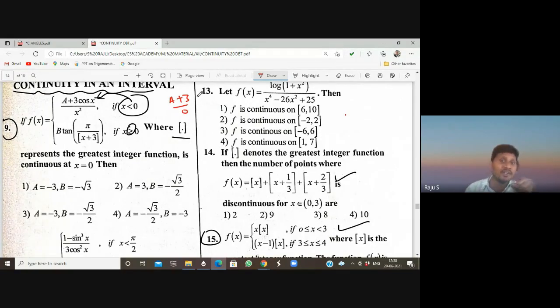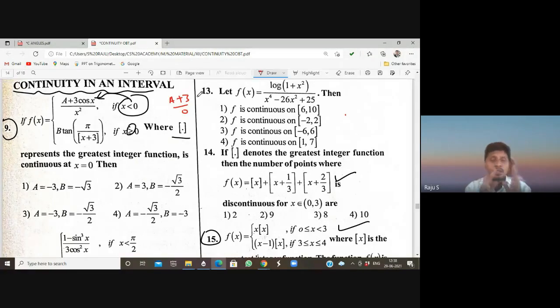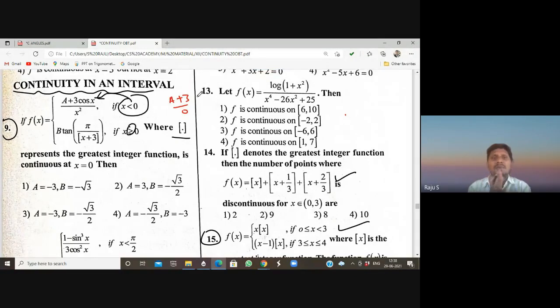Something by 0 is infinity. This kind of question, I told you, must be very important. So here a plus 3 must also be equal to 0. When a plus 3 is equal to 0, we are going to get 0 by 0, and we can apply L'Hospital rule. When it is something by 0, it is undefined, and we cannot find the continuity.